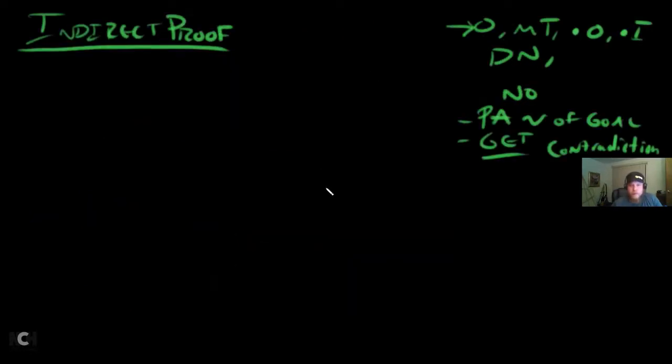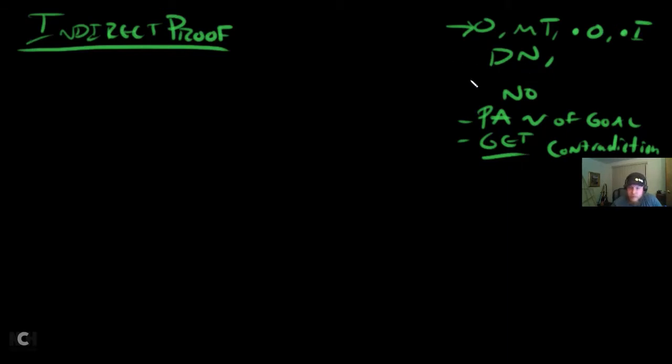Alright, the final rule that I want to talk about is the notion of an indirect proof. So indirect proof is another emergency situation, kind of like arrow in on the last quiz. So what we do is we see, can we do arrow out? Can we do modus tollens? Can we do and out? Should we do and in? Should we do double negation?